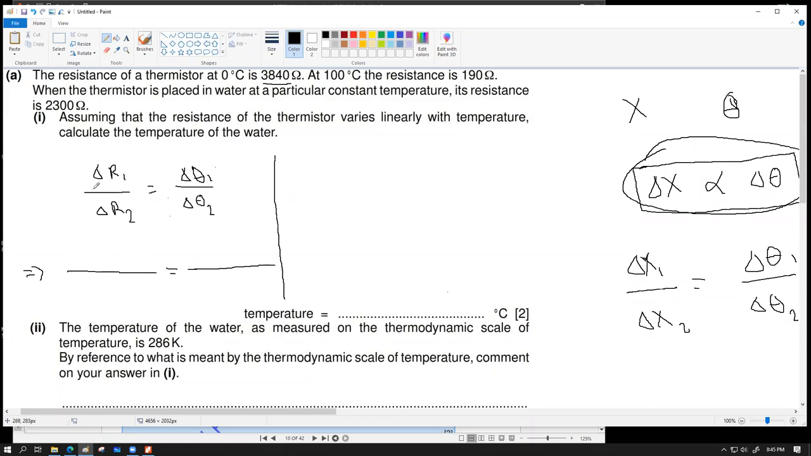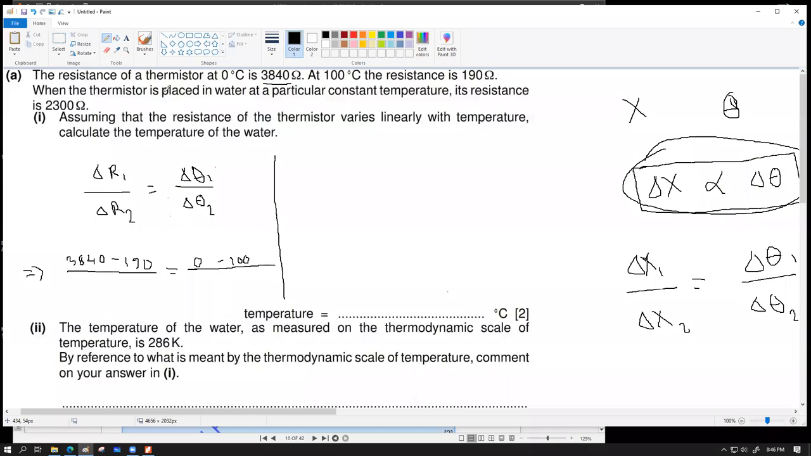For example, let's say at 0 degrees Celsius, the thermistor had a resistance of 3840. So if I write 3840 over here, this temperature was supposed to be 0. At 100 degrees Celsius, the resistance was 190. So if I write 190 over here, this is supposed to be 100. If you wonder, answer negative chole ashbe na, answer negative ashbe na. You will see the magic in a while.